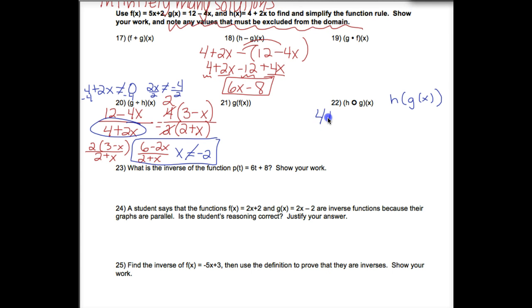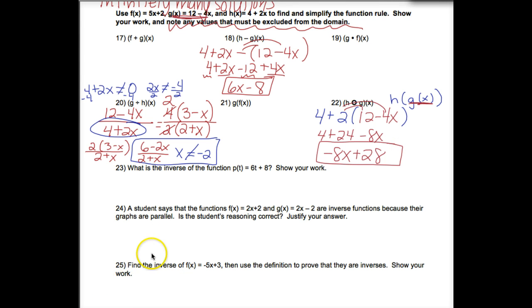Remember, we leave a hole where the variable was. What we put into that is my g of x function, which up here is 12 minus 4x. So now I just need to distribute: 4 plus 24 minus 8x, and then combine my like terms. So 4 plus 24 is 28. I put my answer in standard form here, negative 8x plus 28. This isn't division, so we don't have to exclude any values from the domain.